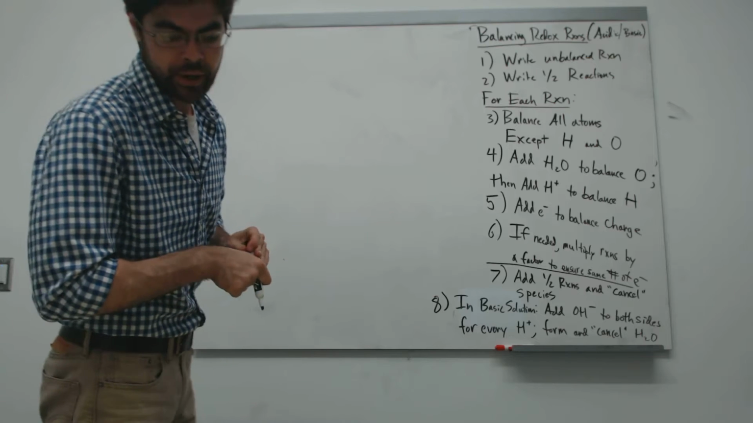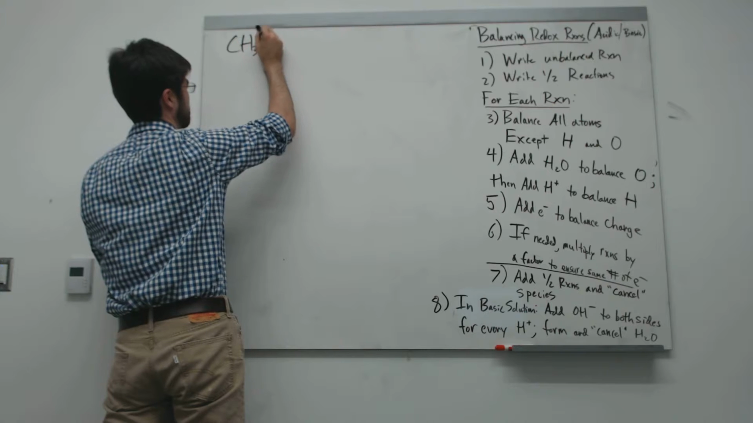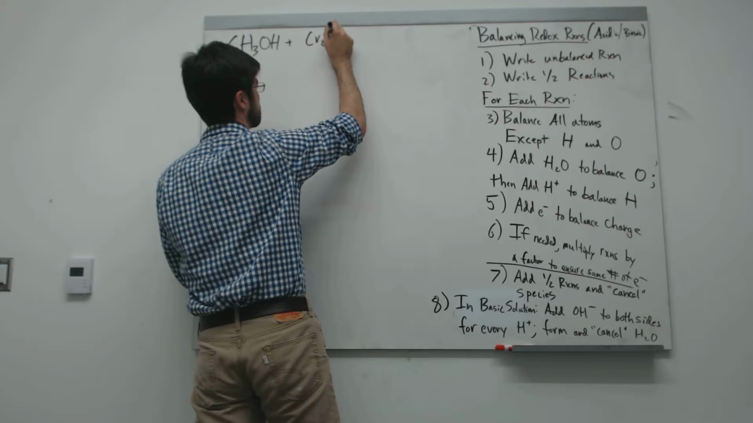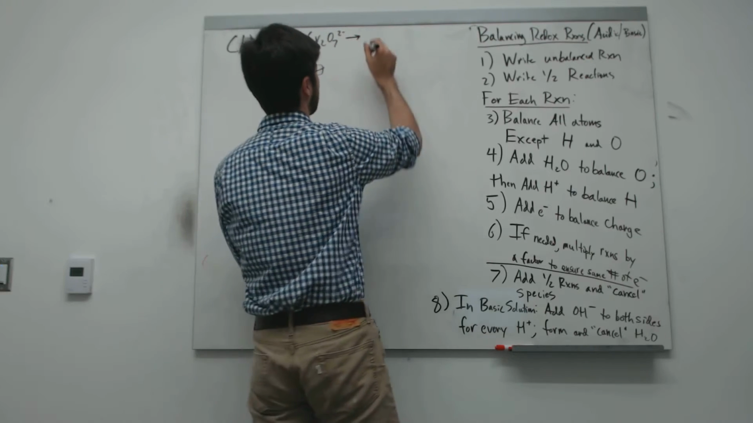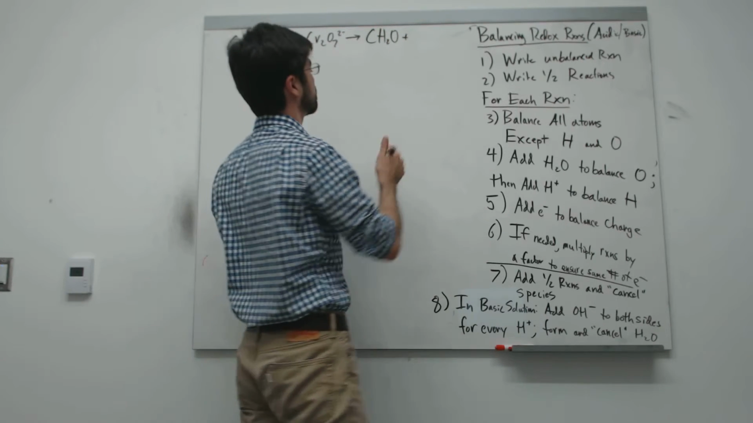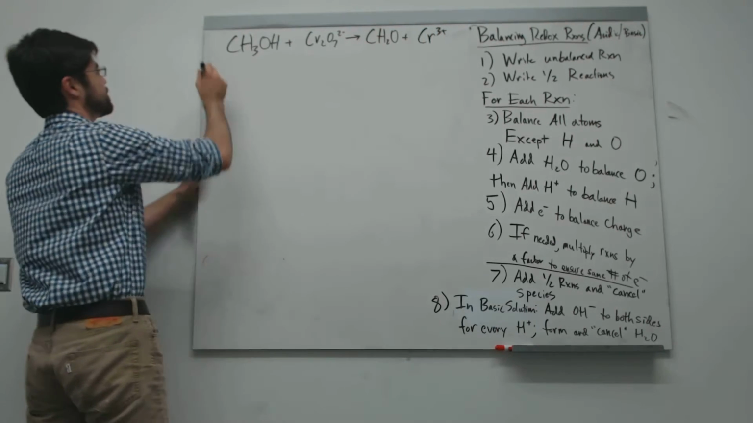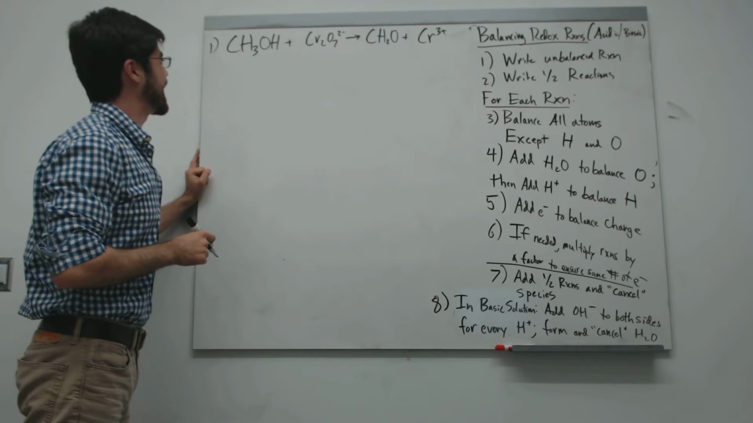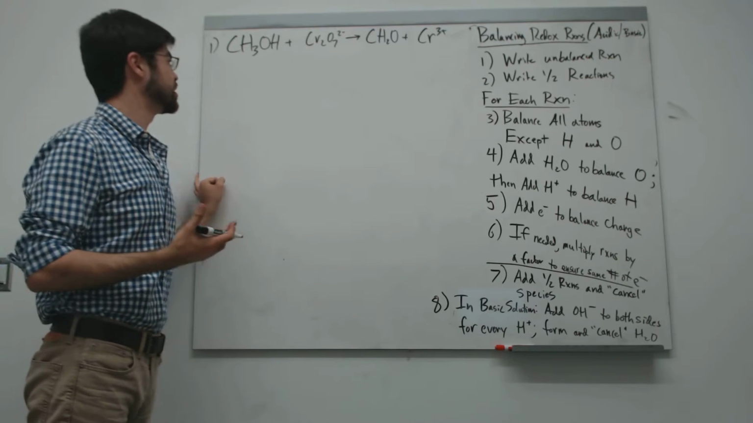So here is a reaction that I would like to balance, which is the reaction between methanol and the dichromate ion, Cr2O7 2-, reacting to form formaldehyde, CH2O, plus the chromium 3+ ion. So this might be step 1 here, just writing out the unbalanced reaction. And now I need to identify the two half reactions, what's being oxidized and what's being reduced.